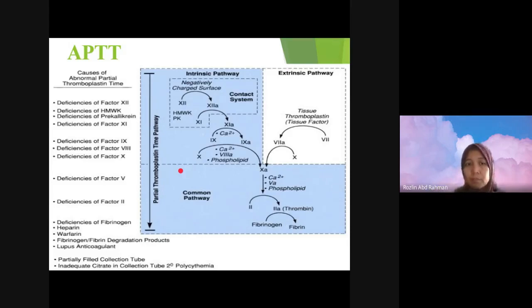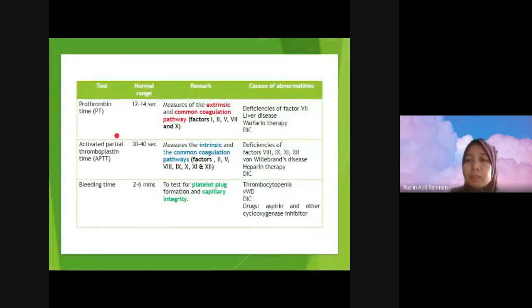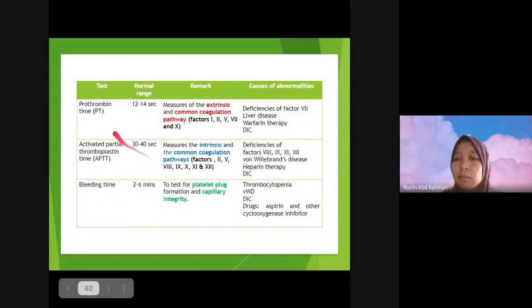normal level. Okay, so what can cause prolonged APTT? Anything that affects the liver, because we know liver produces the coagulation factors. If you have vitamin K deficiency, if you're taking heparin, okay, all these can lead to prolonged APTT.